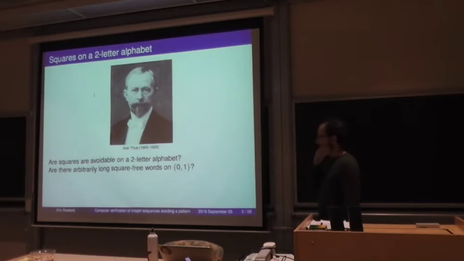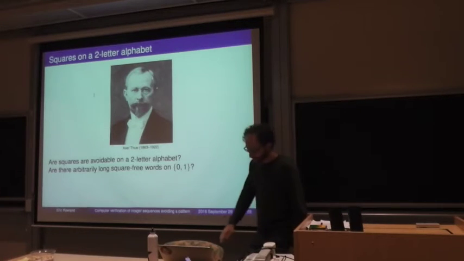So this is Axel Thue, who is a Norwegian mathematician, and he started asking questions like the following about 100 years ago, and this was really the birth of a field that's now called combinatorics on words. So one of the questions he asked is the following: are squares, meaning repeated blocks, avoidable on a 2-letter alphabet? So this is equivalent to saying, are there arbitrarily long square-free words on the alphabet 0, 1, right? Because if there are arbitrarily long square-free words, then we can build an infinite one, sort of pretty easily.